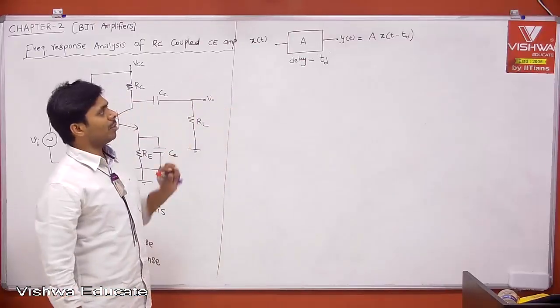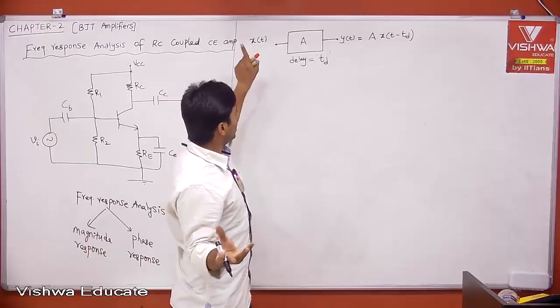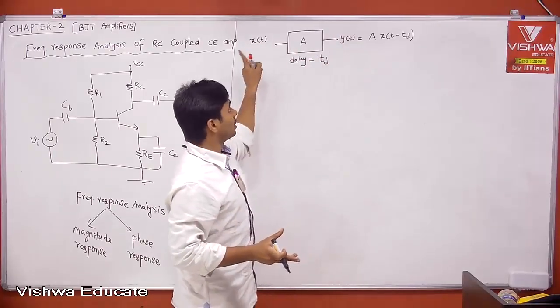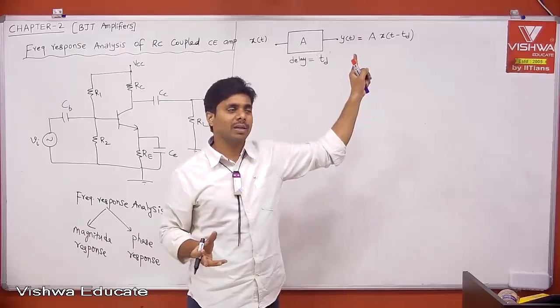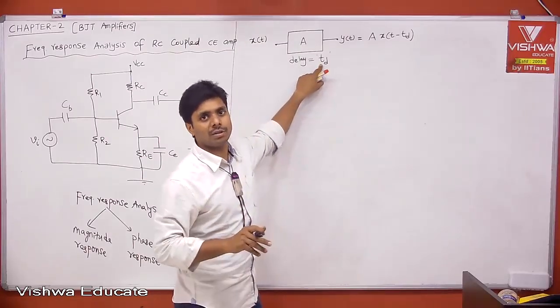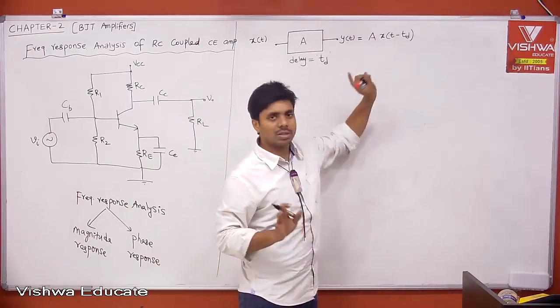Now, this is the time domain information, where x of t can be any signal. For any signal at the input, y of t is expected to be equal to A, which is constant for any signal you apply, with a delay of TD. The delay should ideally be 0, but practically it is defined with some delay. That is TD.